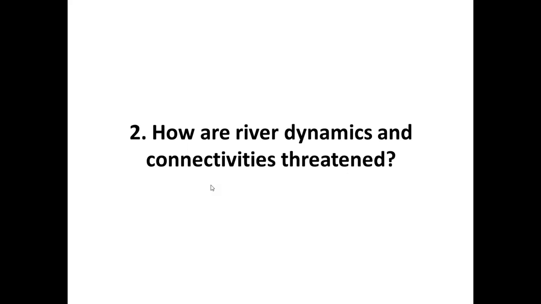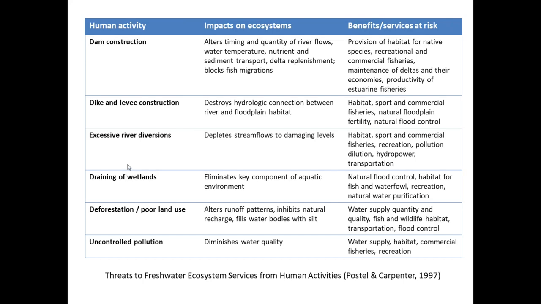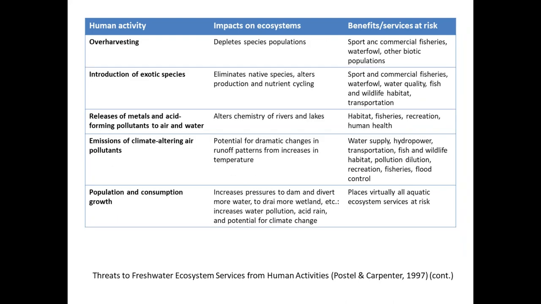How are those connectivities threatened? Well, by many means. For instance, by construction of different regulation facilities, by diverting too much water for different uses, by draining wetlands, by deforestation of the basins, and by pollutants, not only typical pollutants but also emergent pollutants and microplastics, which are at the center of the discussions today. But we still don't have solutions or clues for all those emergent pollutants in our rivers. Also overharvesting, alien species, releases of elements like heavy metals which are a disturbance for the communities, and in general terms, anything which introduces overconsumption or overexploitation of the river services and functions.